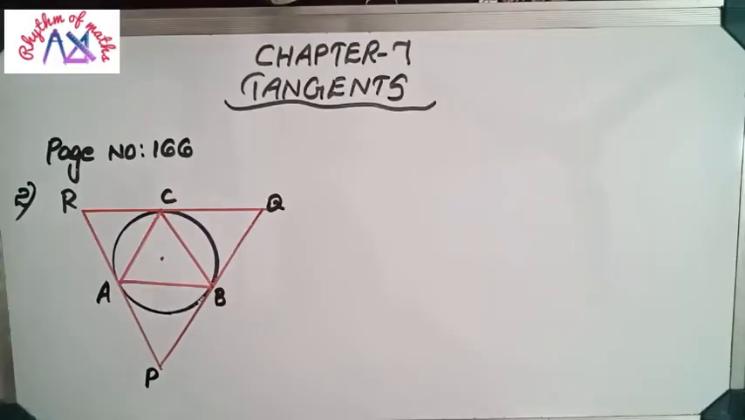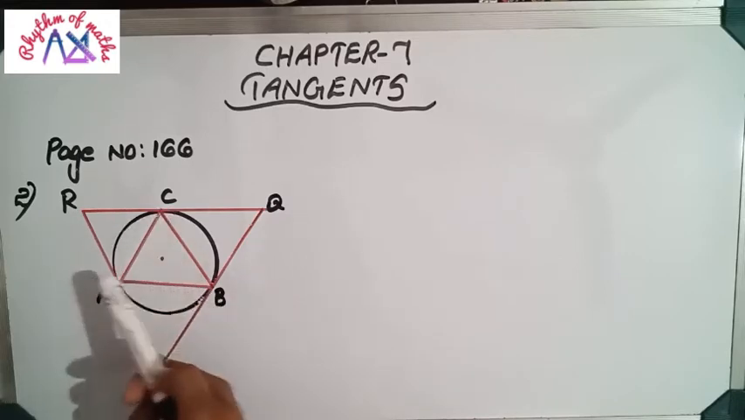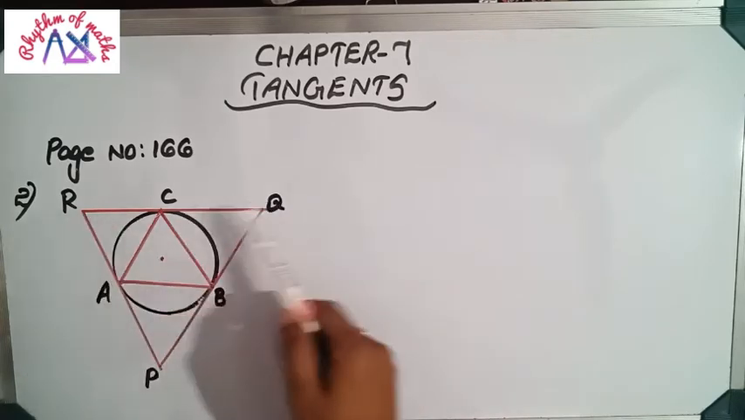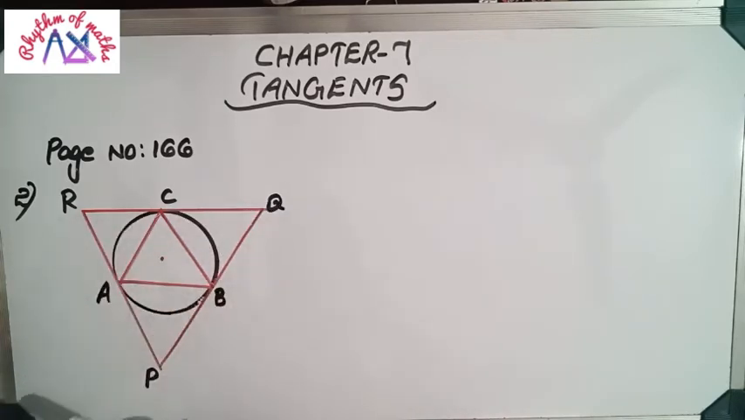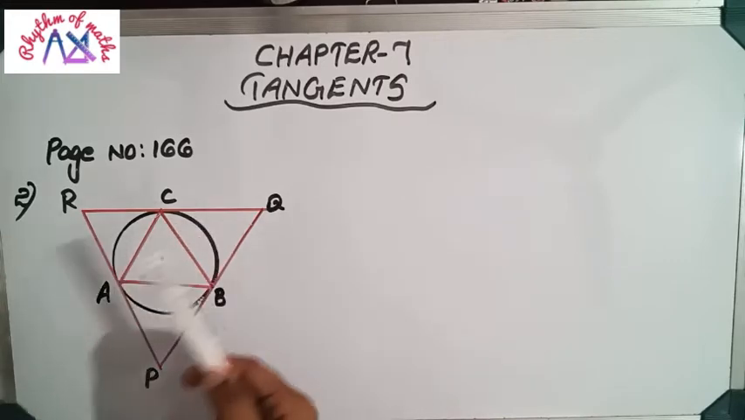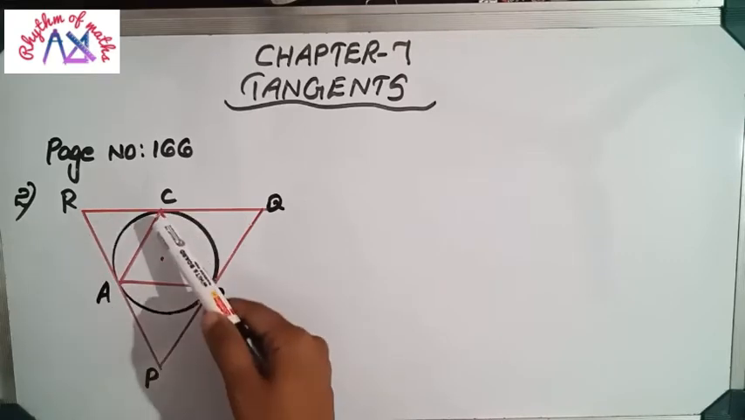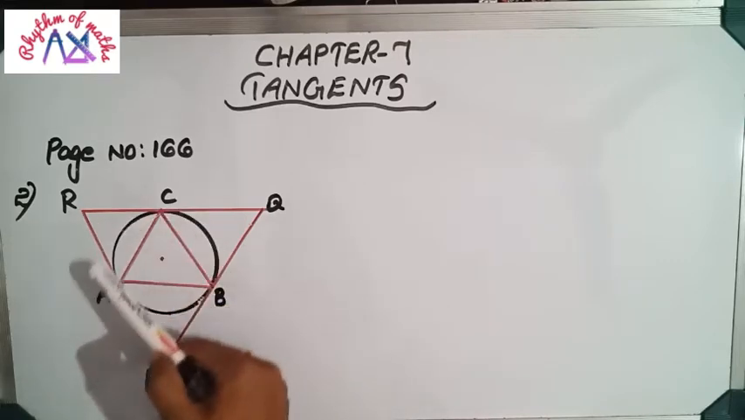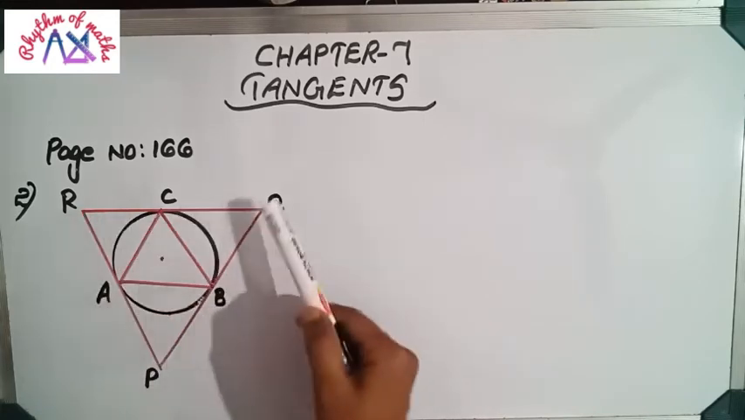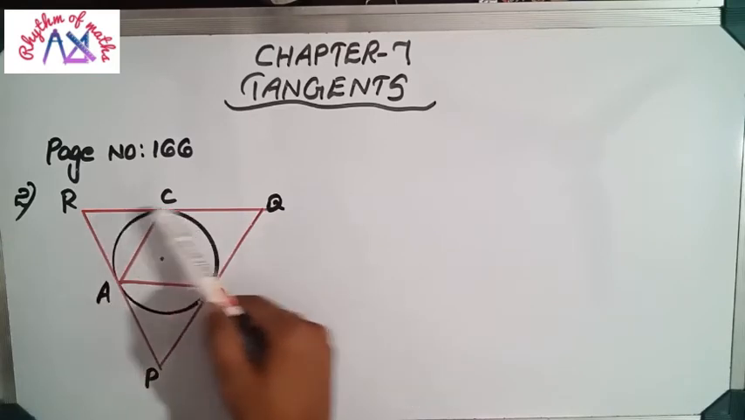Here in this question, the small triangle is an equilateral triangle. That means triangle ABC is an equilateral triangle. And next, it is given that the larger triangle's sides, that means PQ, QR, PR, all these three sides are tangents to the circumcircle of the small triangle. Circumcircle, you know, is the circle outside the triangle with the vertices touching the circle. So this circle is the circumcircle of this small triangle, and the sides of the larger triangle are tangents to this circle.